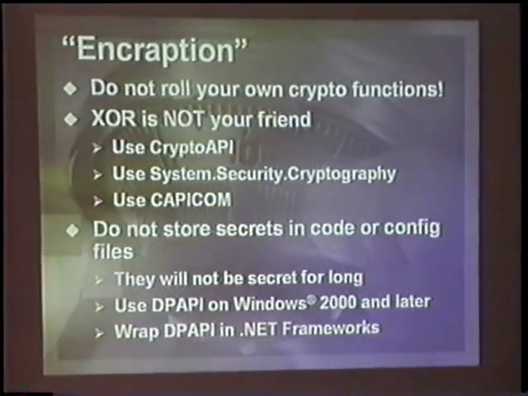So, don't roll your own crypto functions thinking that no one will ever work it out. And in fact, you know what? Encryption is easy. The hard part of cryptography is not the encryption. It's the key management. That's the hard part, not the encryption. So just call the CryptoAPI if you're using C and C++ on Win32, or System.Security.Cryptography if you're using managed code. If you're using, say, VB or ASP or some COM client, some high-level scripting client, then use CAPICOM. And the other one is, don't store secrets in code or in configuration files because they will get found out.